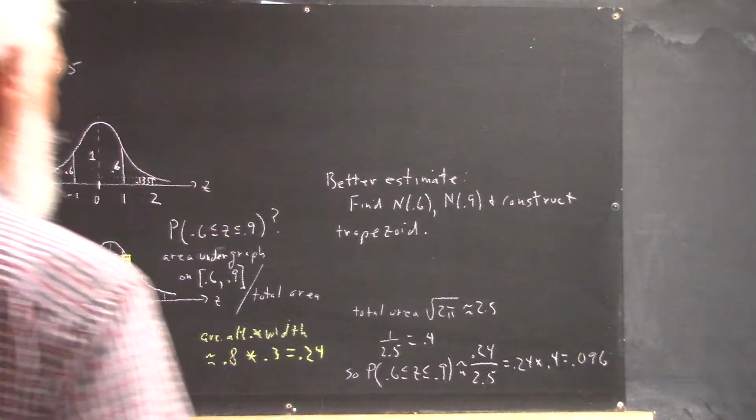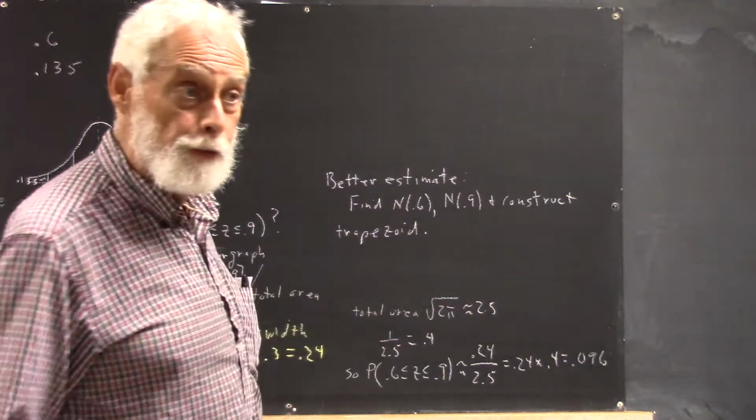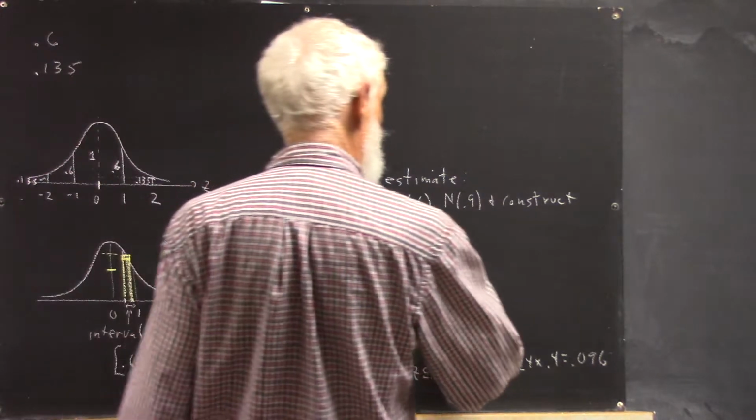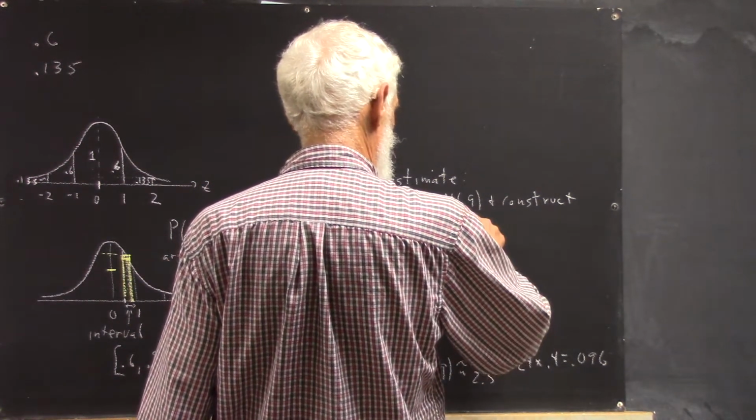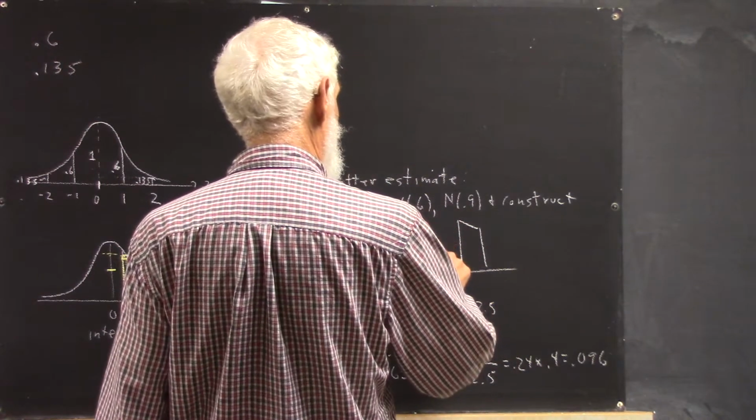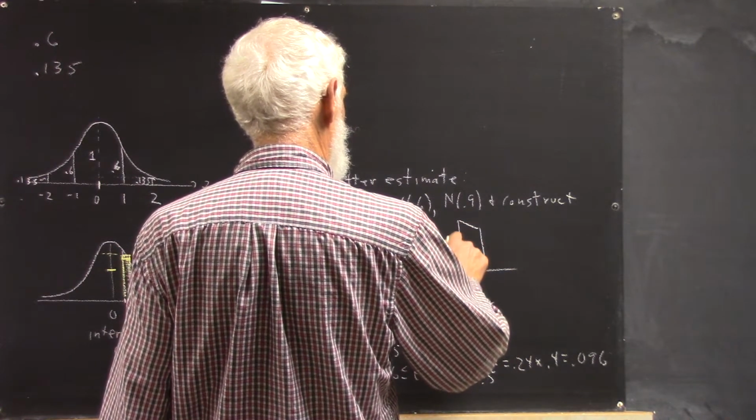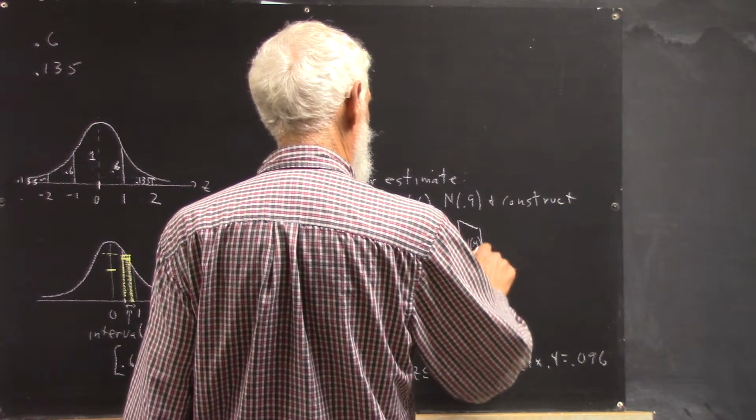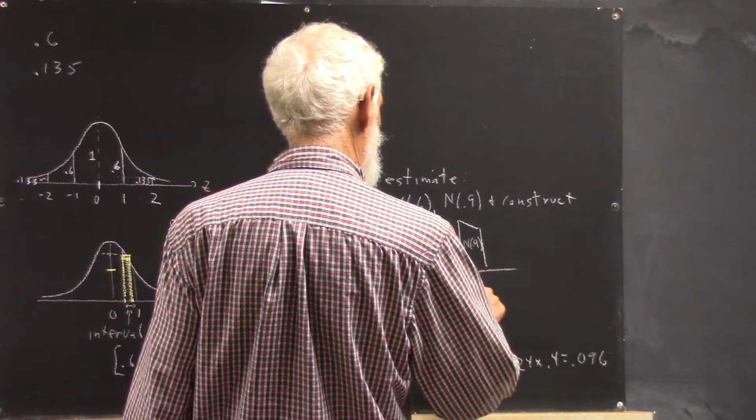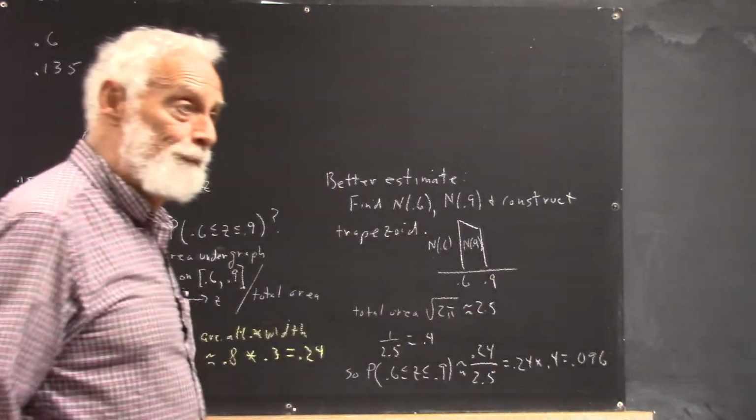So for a better estimate, you find n of 0.6 and n of 0.9 and construct the trapezoid, which looks just like this. I'm not sure I'm going to get the slope exactly right, but here's n of 0.6, and I should have given myself more room. Here's n of 0.9, here's 0.6, and here's 0.9, right?